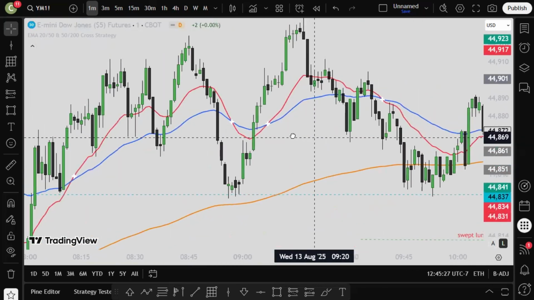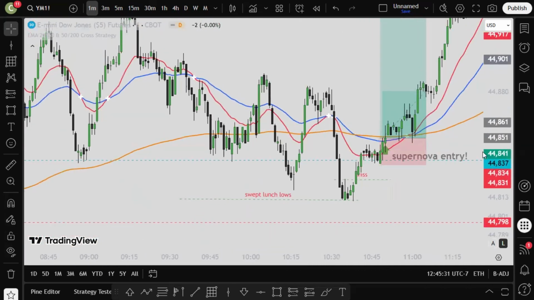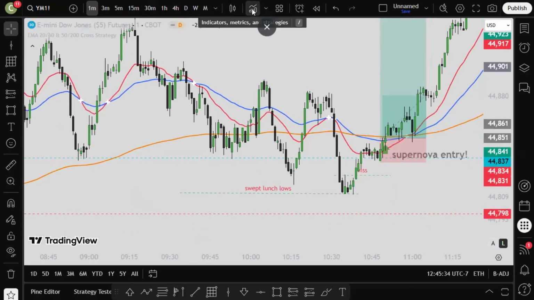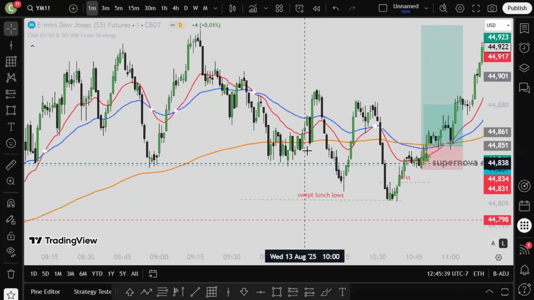Except here's another trade right here. Now this is a money trade that you have to pay attention to. That's why using this tool of the lunch low, make sure you know where your lunch low is. Now in this range, it comes down, it sweeps the lunch low.